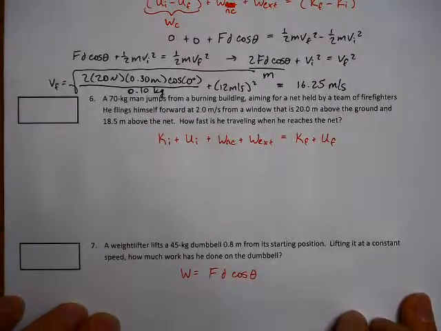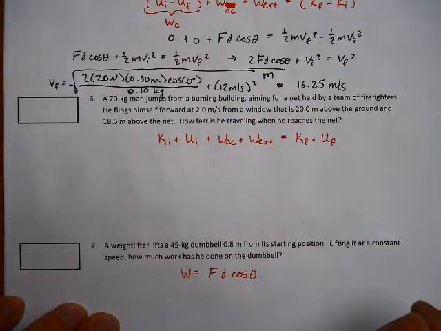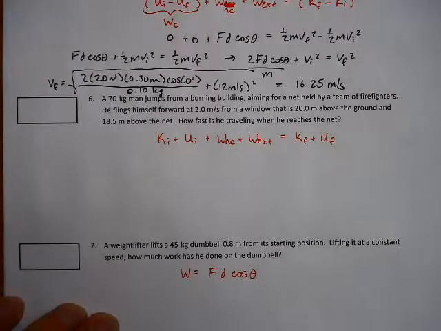For number 6, a 70-kilogram man jumps from a burning building, aiming for a net held by a team of firefighters. He flings himself forward at 2 meters per second from a window that's 20 meters above the ground and 18.5 meters above a net. How fast is he traveling when he reaches the net?